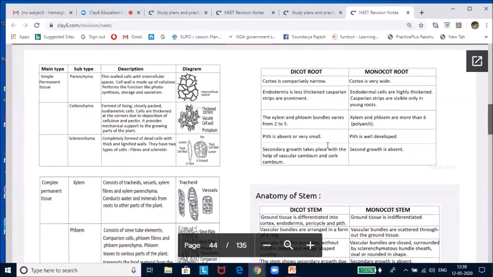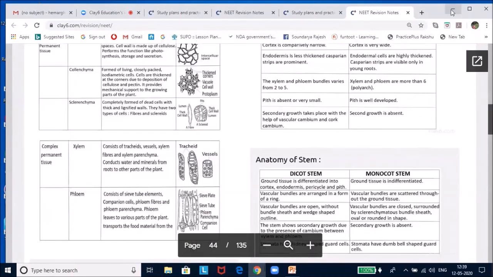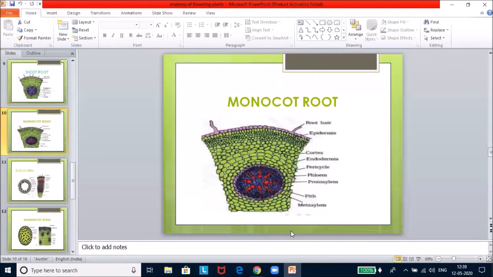Pith is absent or very small in dicot root. Pith is very well developed in monocot root. Secondary growth takes place with the help of vascular cambium and cork cambium in dicot root. Here in monocot root, there is no secondary growth seen. Now let us look into the anatomy of the stem. So we are trying to explain to you the structure and also highlighting the parts which you have to understand, and also comparing the two structures.